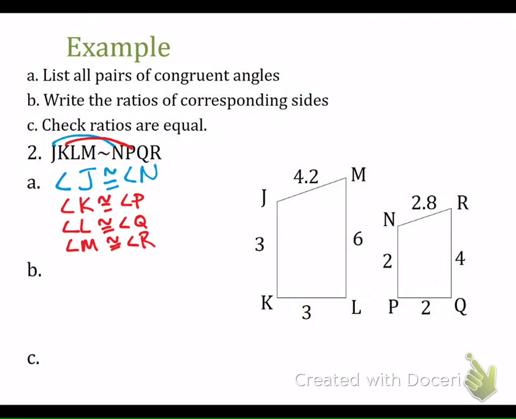Questions? No, ma'am. All right, now I'm going to write a ratio of the side lengths. And I'm going to go in this same order. So JK and NP is where I'm going to start. JK is how long? 3. And NP? 2. Good. All right, next I'll do KL and PQ. So KL is 3. PQ is 2.